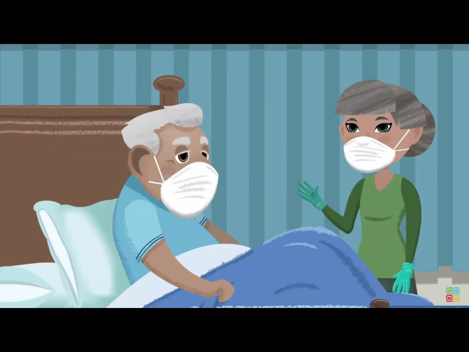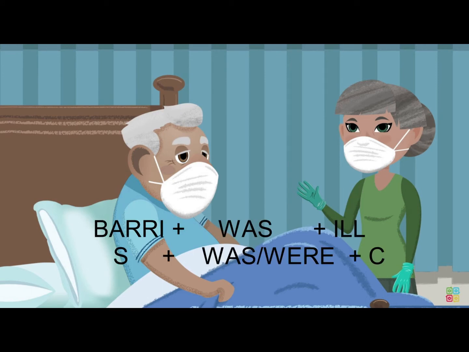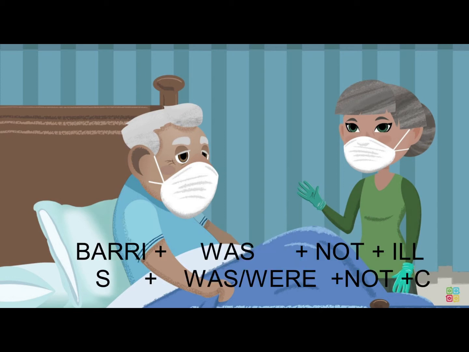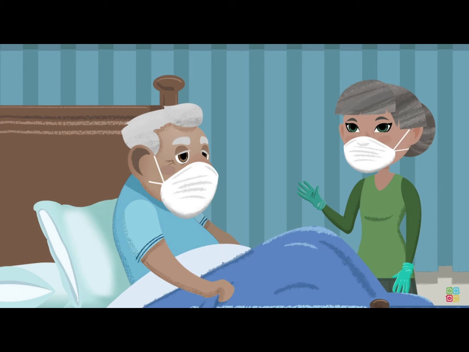For verb to be in the past, pay attention. Barry was ill. Okay? Barry was ill. Barry was not ill. And was Barry ill?